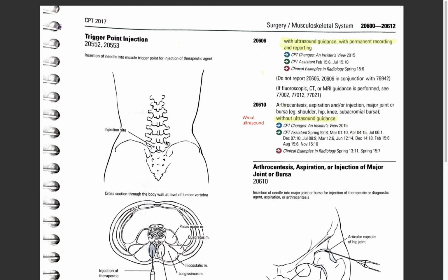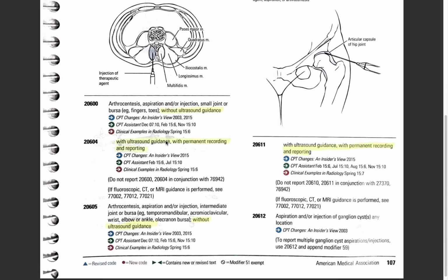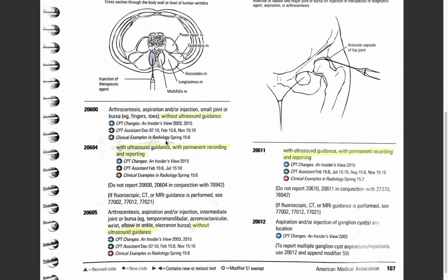20610 is for a large joint, which is your shoulder, hip, and knee, and your subacromial bursa. 20610 is without ultrasound, and 20611 is with ultrasound. 20612 is the aspiration or injection of a ganglion cyst.